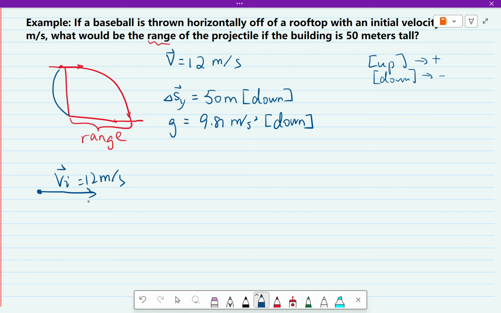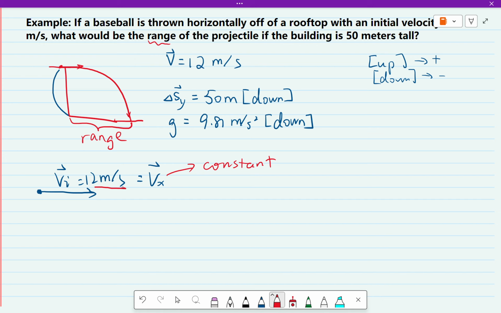So there's no need for us to resolve it further. This would be the only component it has, which we'll call the vector on the x axis, the horizontal component. As we talked about before in this video, for any object undergoing projectile motion, the horizontal component of the initial velocity is always constant. So this is constant. It's just this 12 meters per second, always 12 meters per second.